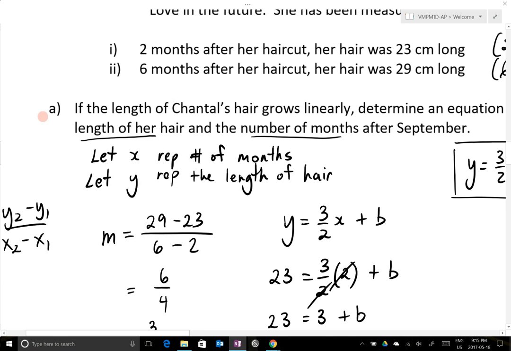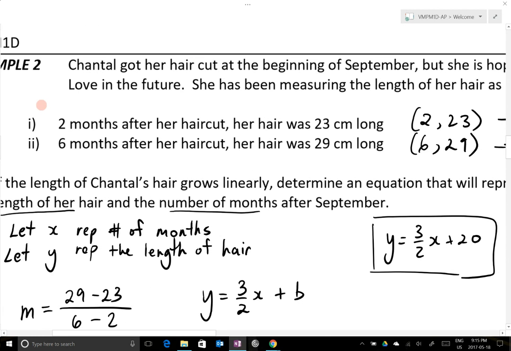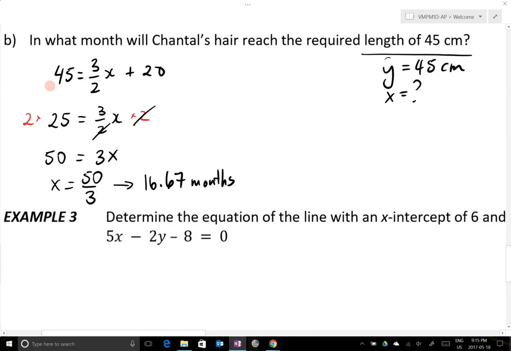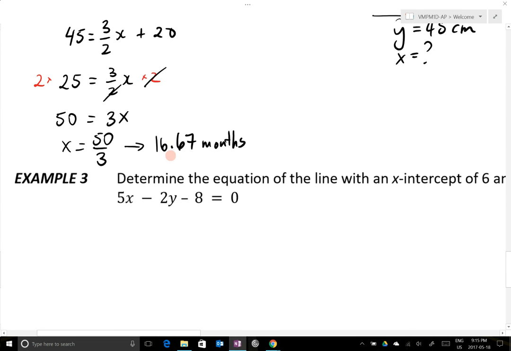Okay, so it says up here, she got her haircut at the beginning of September. So how long will it take to grow back? Well, 16.67 months. So 12 months goes from September to September. It's one full year. And then you need 4.67 months more. So it's October, November, December, January, February. So it's going to be in February.